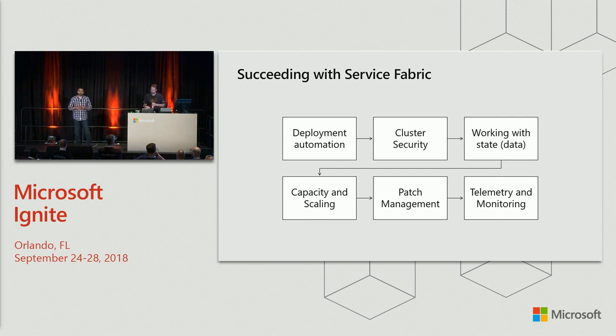In order to be successful with Service Fabric, we're going to walk through 6 specific topics: deployment automation, cluster security, working with state, capacity and scaling, patch management, and telemetry and monitoring. What we're going to show you is how to make your life easier based on user experiences. During the talk, we will show you both existing and new features to help you achieve success.